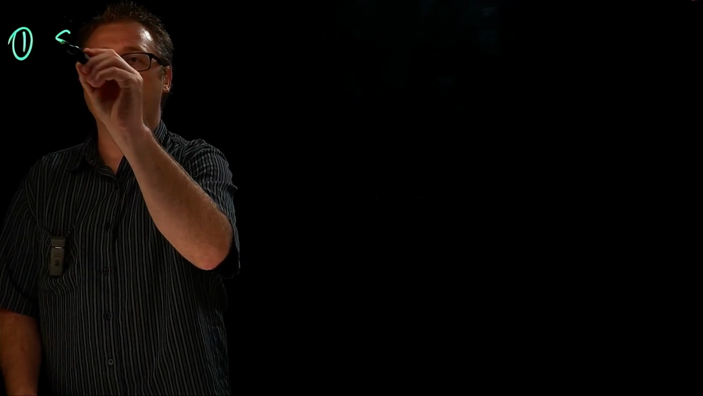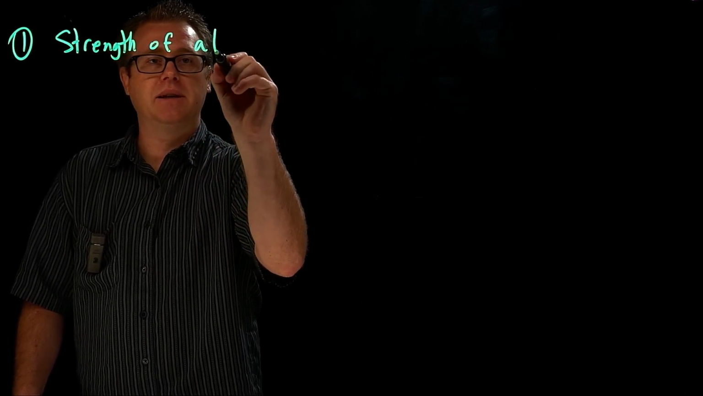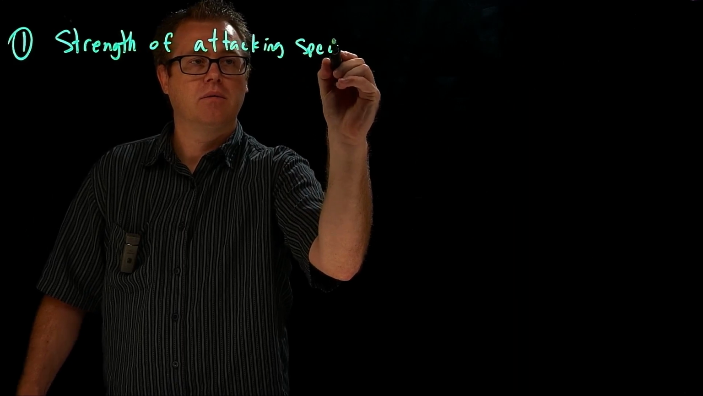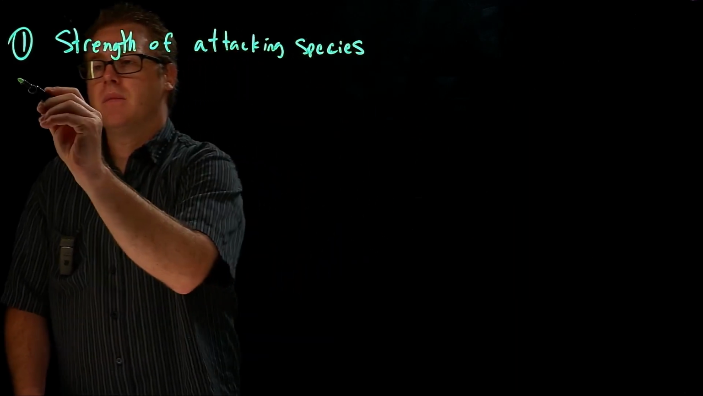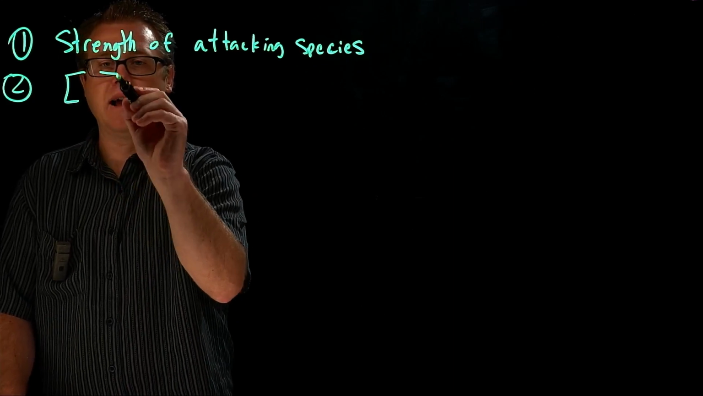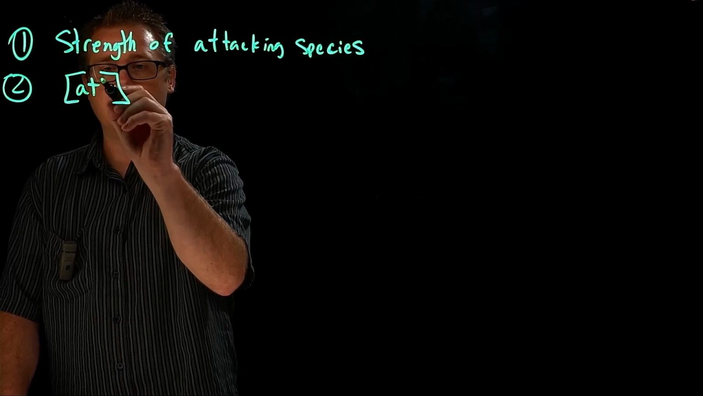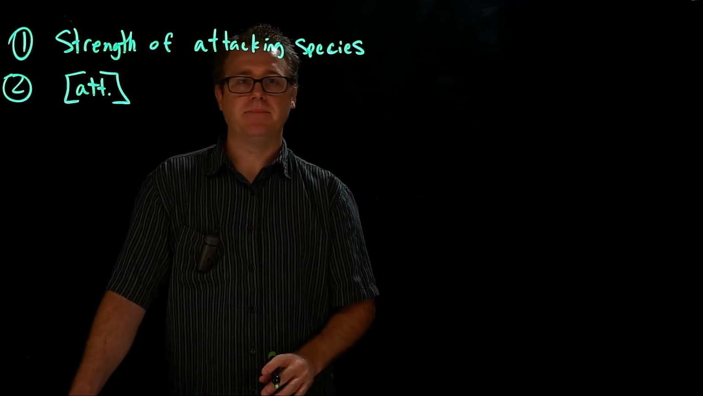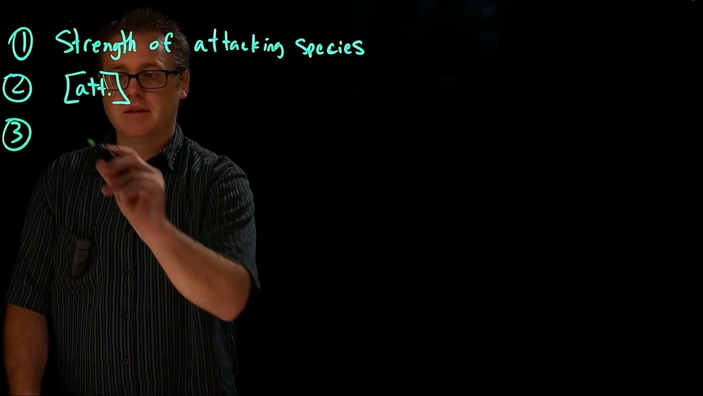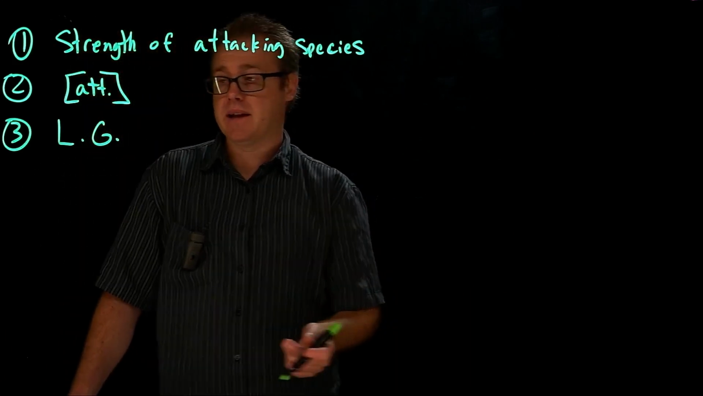We could say the strength of the attacking species. And then we'll take a look at the concentration, and I'll just go like that, the brackets for concentration of the attacking species, and I'll abbreviate that with ATT. The third thing that we want to take a look at is the leaving group ability and how that affects the mechanisms.